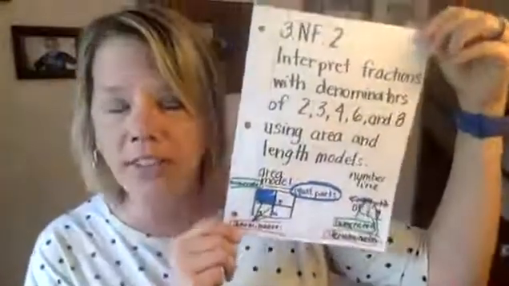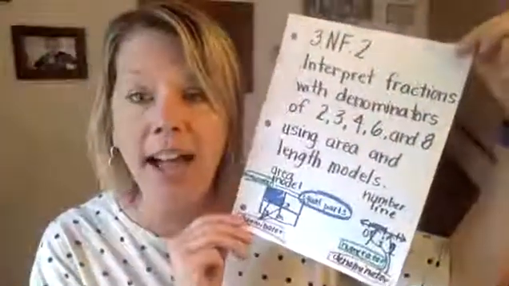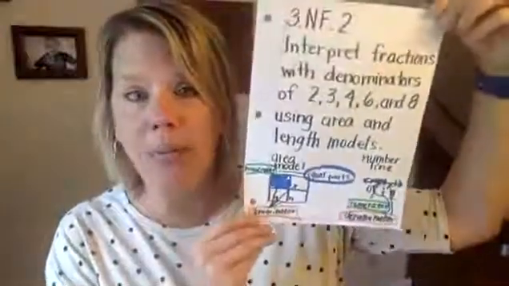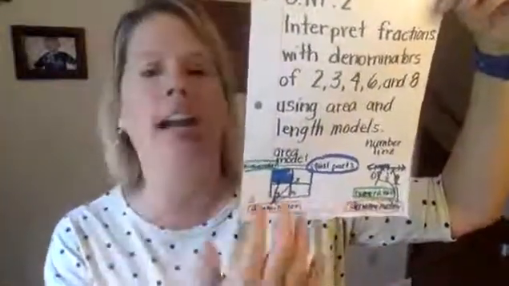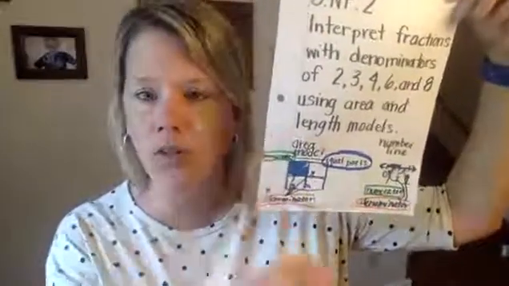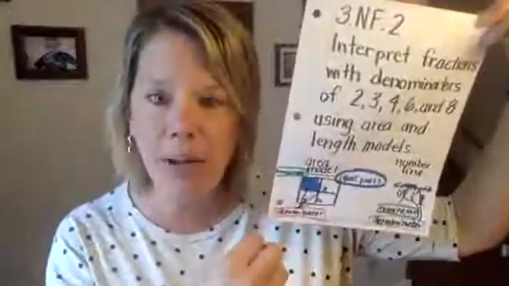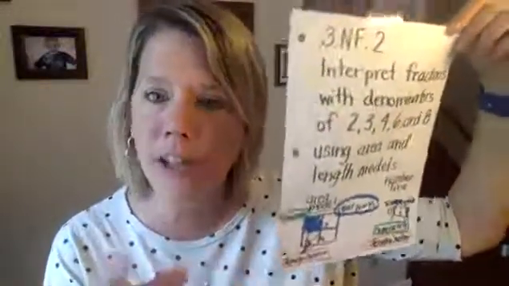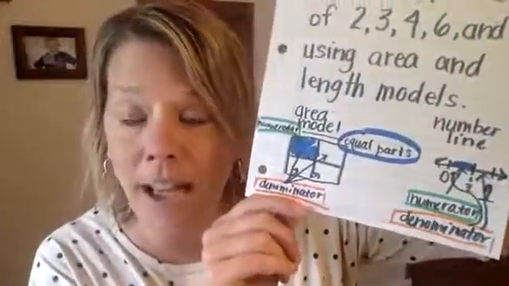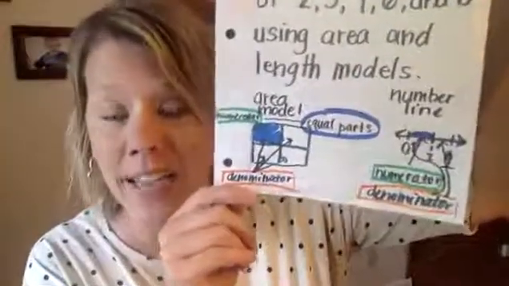All right, so we are looking at fractions, interpreting fractions with denominators of halves, thirds, fourths, sixths, and eighths, using area and length models. And we've done a lot of work with this. Our area model is like our fraction bars or our circle discs that we made a couple weeks ago. Hope you still have yours. The length model is really just a number line. And we have to keep in mind our numerator and our denominator.